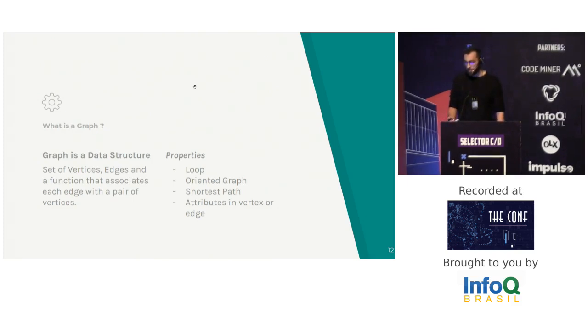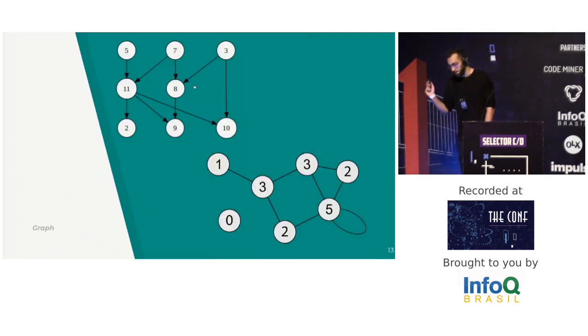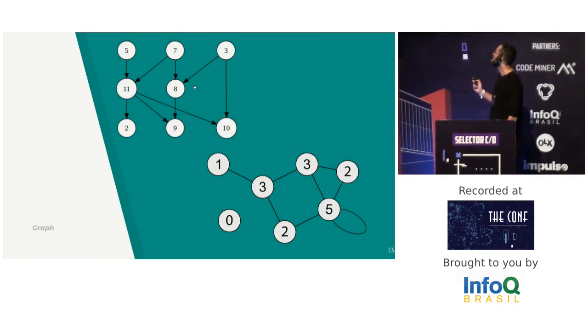And the graph structure has some properties. You can have loops inside the graph. You can have oriented graphs and graphs that are not oriented. You can execute some algorithms such as shortest path, and you can have attributes in both your vertices and edges. So this is a graph. Here we have two examples of graph. This one is an oriented graph. You can see that the edge starts here and it ends here. But in this one, you don't have some kind of orientation. You don't know where it starts and where it ends.